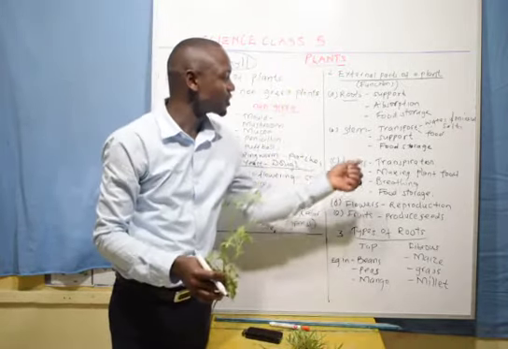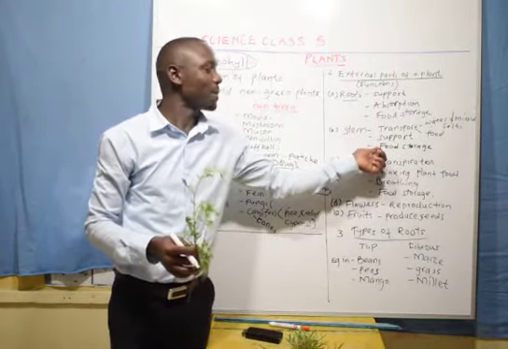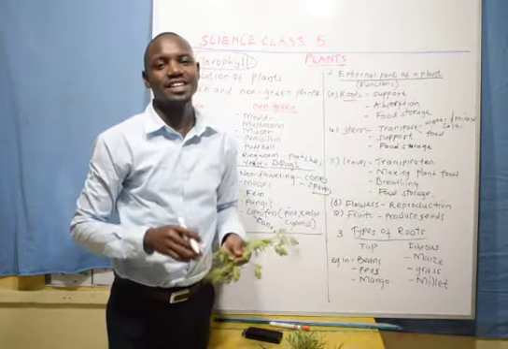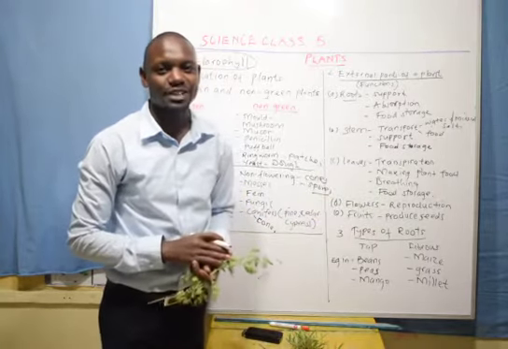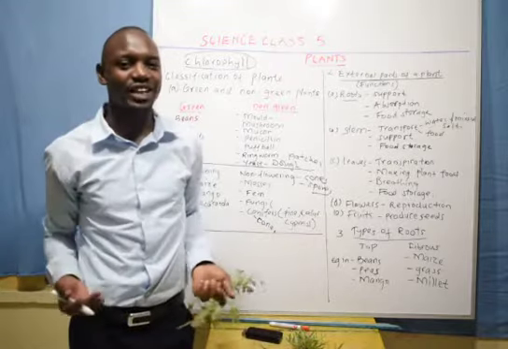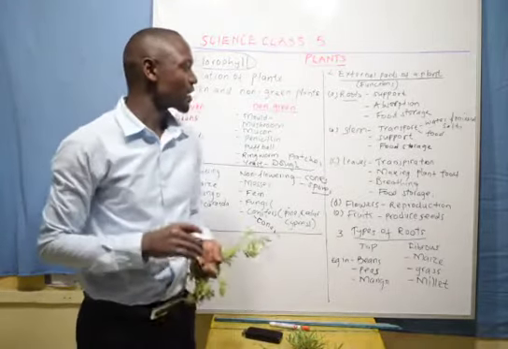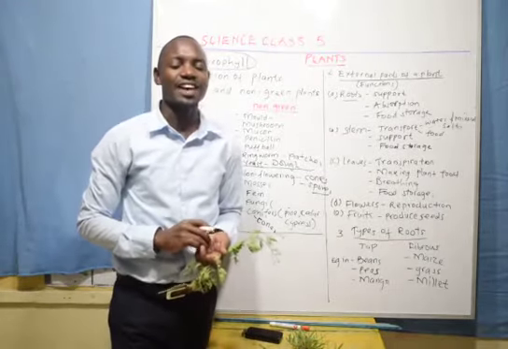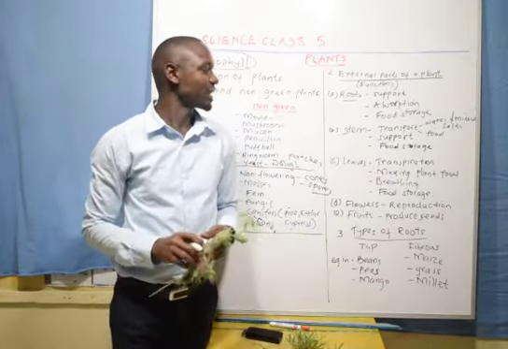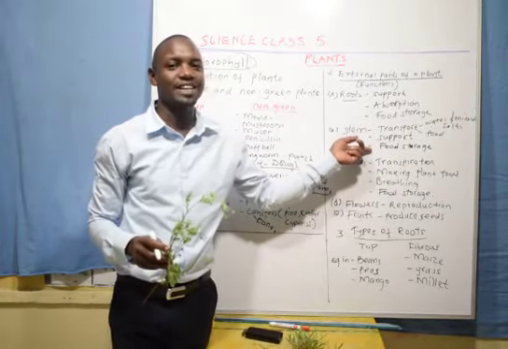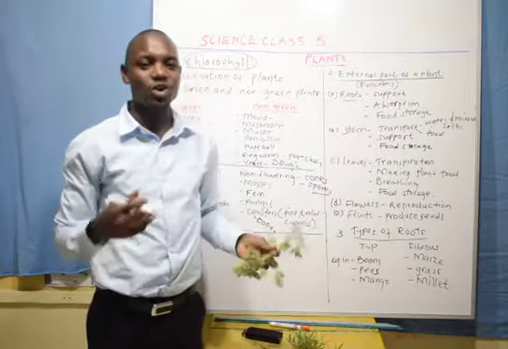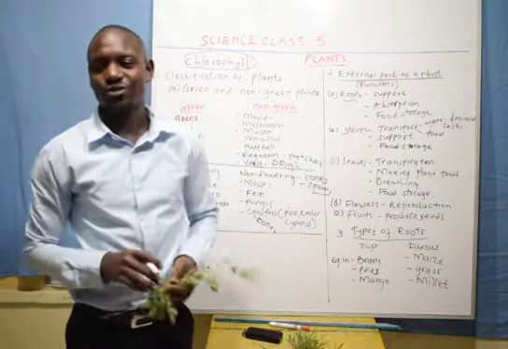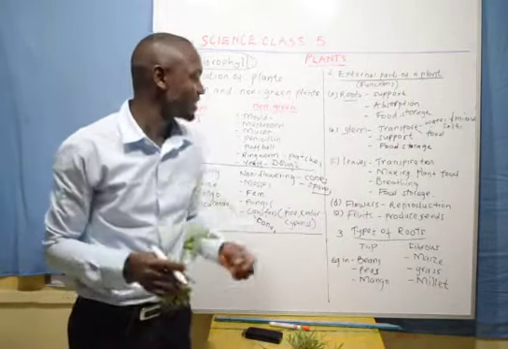Then the other function is food storage. Some plants store their food in the stem. Examples of these plants, we have the sugar cane. That is why a sugar cane, we eat the stem. We also have the Irish potatoes. Irish potatoes store their food in the stem. And also we have the onion. An onion does not store food in the roots. It stores food in the stem.